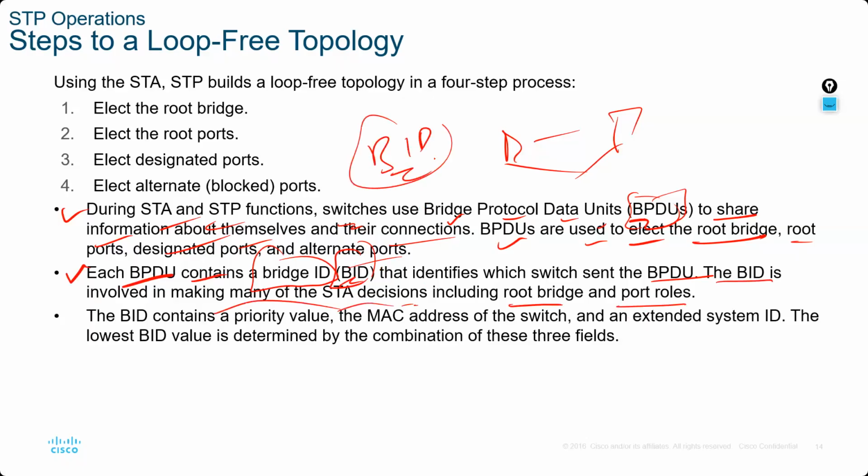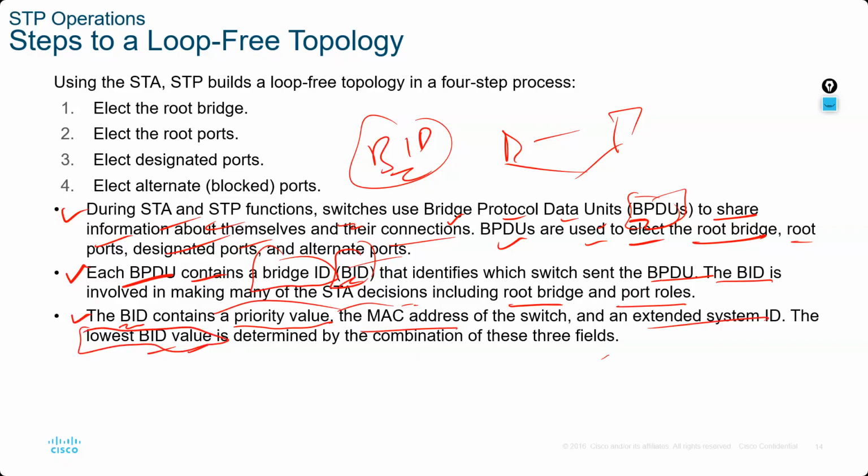So this bridge ID, what is in it? Or how is this bridge ID achieved? Watch out, guys. The BID contains the priority value of that switch, the MAC address of that switch, and the extended system ID. The combination of all these three makes the bridge ID. And the lowest BID value, guys, this is key. The lowest BID value is determined by the combination of these three fields.